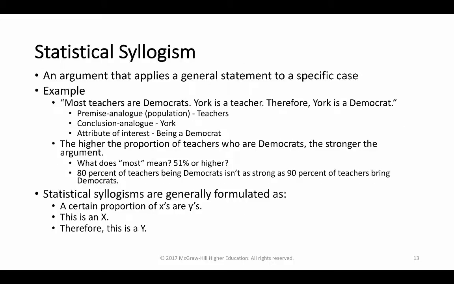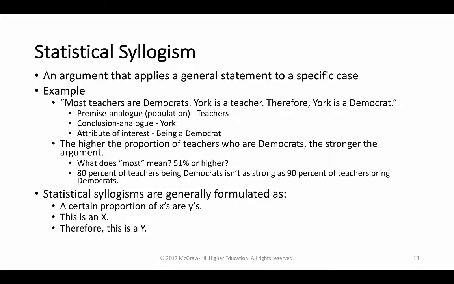Statistical syllogisms are a different sort of thing. They actually look like deductive arguments, except that they're not precise. These arguments take a general statement and apply it to a specific case, as in this example. Most teachers are Democrats. York is a teacher. Therefore, York is a Democrat. So the premise analog, the population being discussed, is teachers. The conclusion analog is York, and the attribute of interest is being a Democrat.